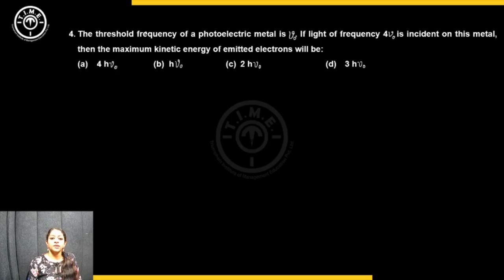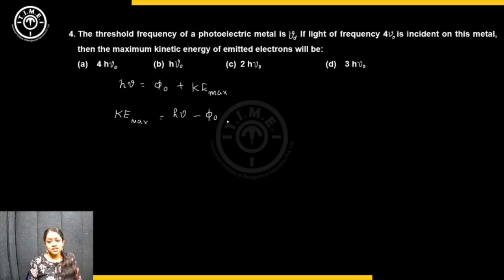Read the fourth question. The threshold frequency of a photoelectric metal is nu 0. If light of frequency 4 nu 0 is incident on this metal, then the maximum kinetic energy of the emitted electrons will be. So here also we can start from the photoelectric equation, that is h nu is equal to phi 0 plus KE max. Here what you have to find is the maximum kinetic energy. So we can rewrite this equation as KE max is equal to h nu minus phi 0.